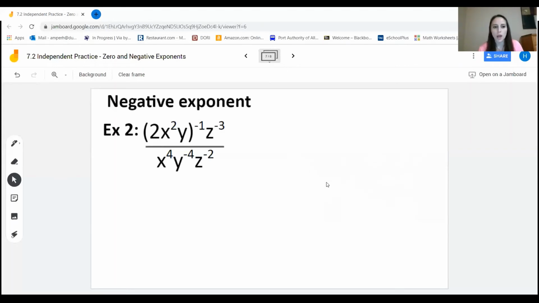So if you do not like subtracting negatives and the thought of that is kind of nerve-wracking to you, stick with the first way. If you don't mind subtracting negatives and you can keep track of that really well, then the second way can be helpful for you. So I'll show you both ways.